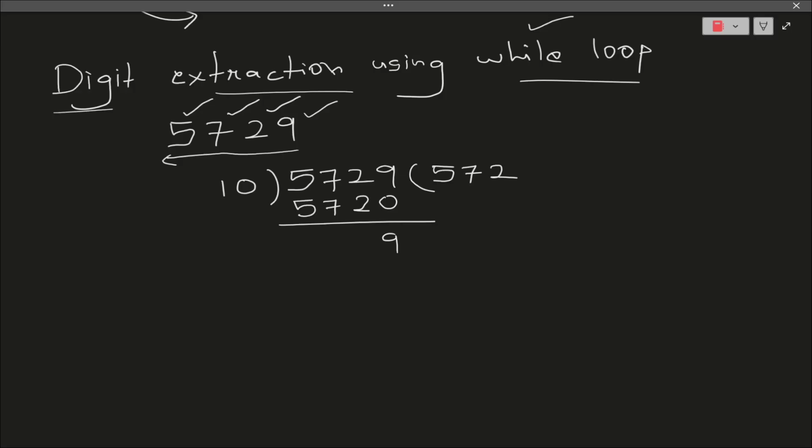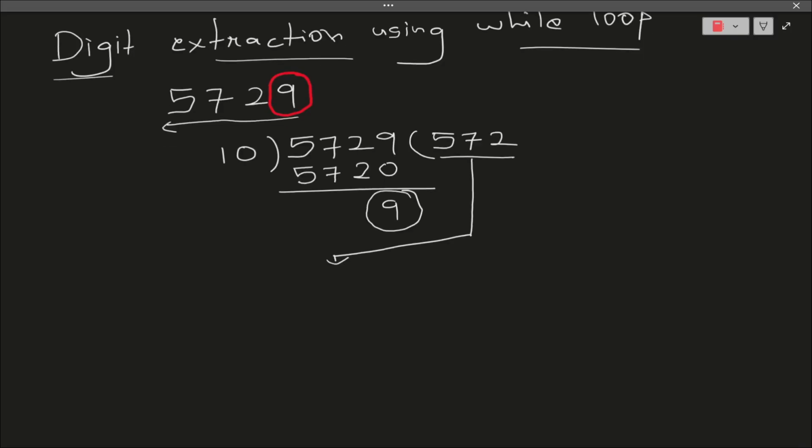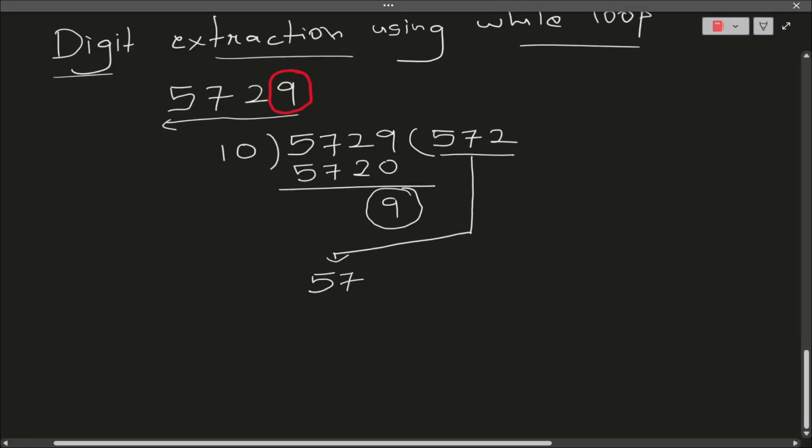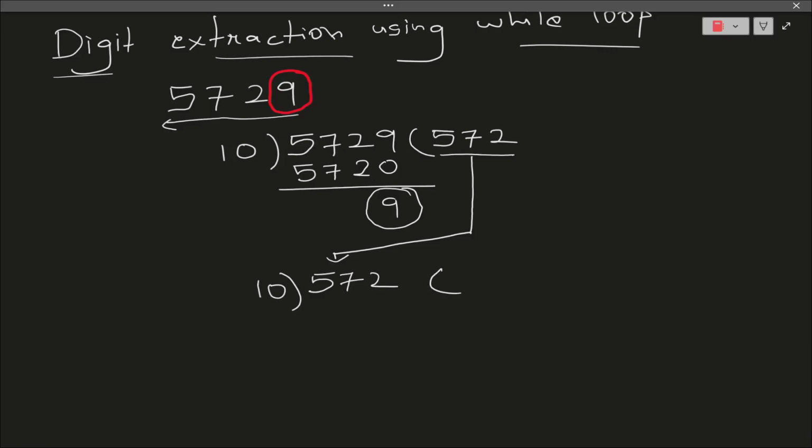Now if you observe very carefully, in the remainder I have successfully got the last digit of my number. Could you follow this? Now what will happen? I will take this 572, which is the quotient, and I will be dividing it by 10. So again I divide 57, it will become 570. Now my remainder is 2. If you observe, this is the second last digit of the number given by the user.